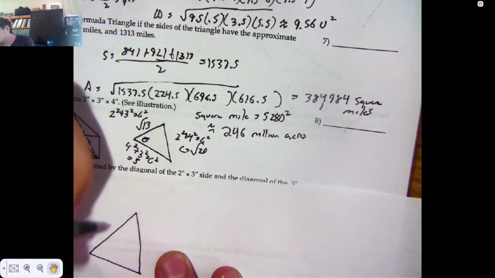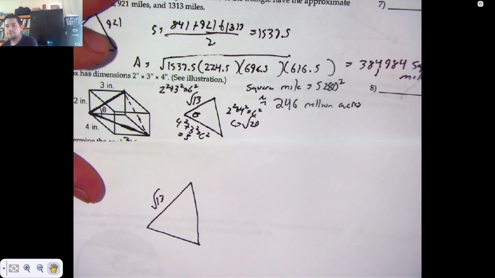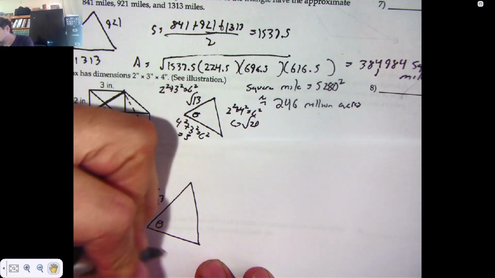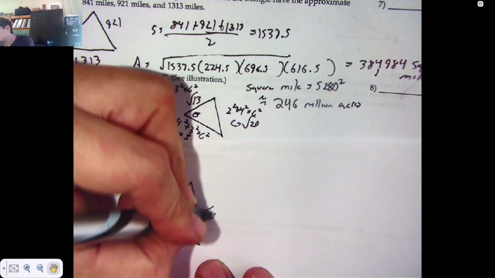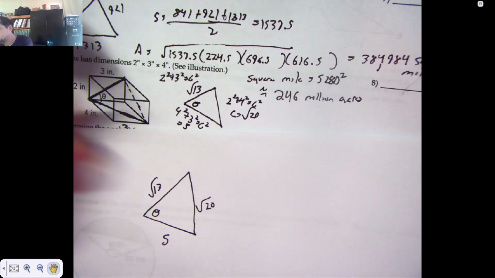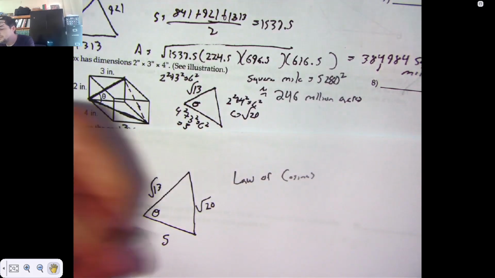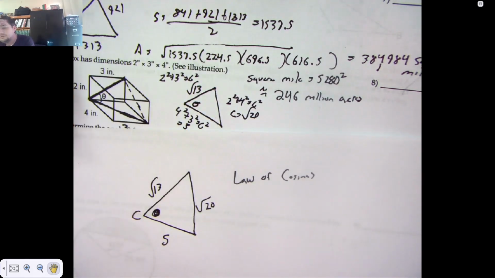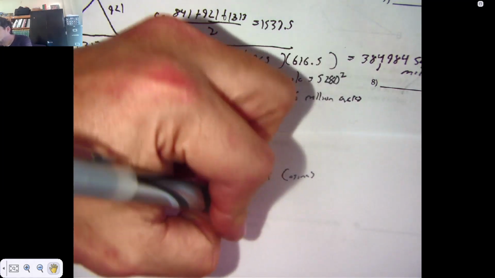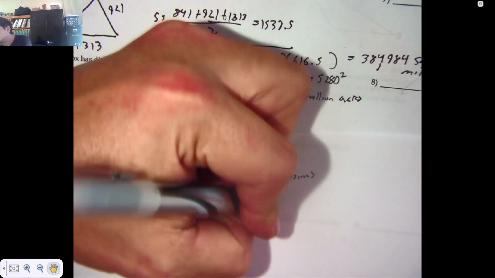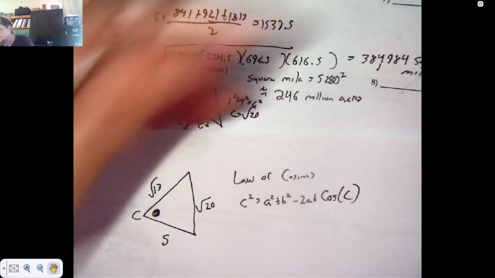And hopefully you'll recognize what law you're supposed to use. I'm going to use law of cosines. Now, since you're interested in theta, you can go ahead and call it angle C if you want, if that makes it easier to use law of cosines, which it does. I'm going to use little c squared is a squared plus b squared minus 2ab cosine of angle C.